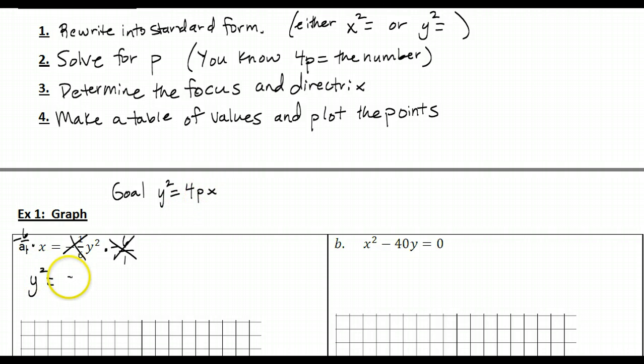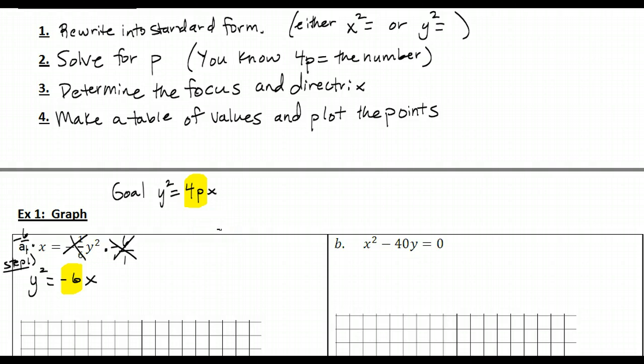So I get y squared equals negative 6 times x. So that is step 1. I just rewrote it. And now I want to point out something right now. This, whatever is in front of x or in front of y, is 4p. And 4p is the formula. It's never going to change.